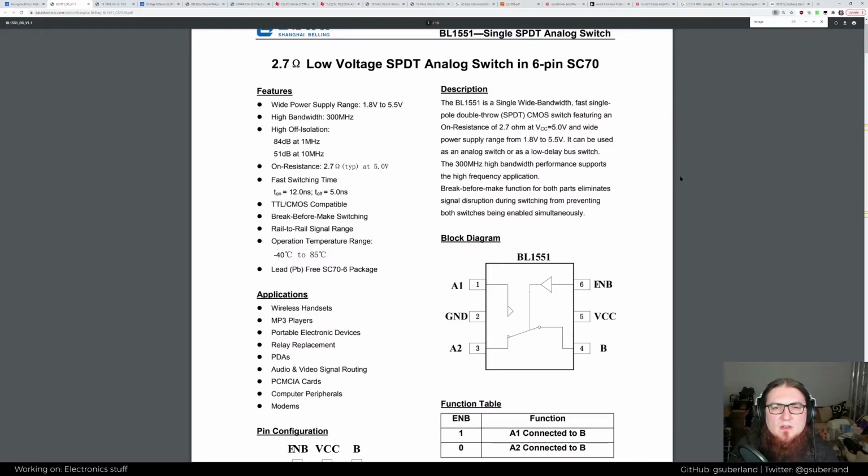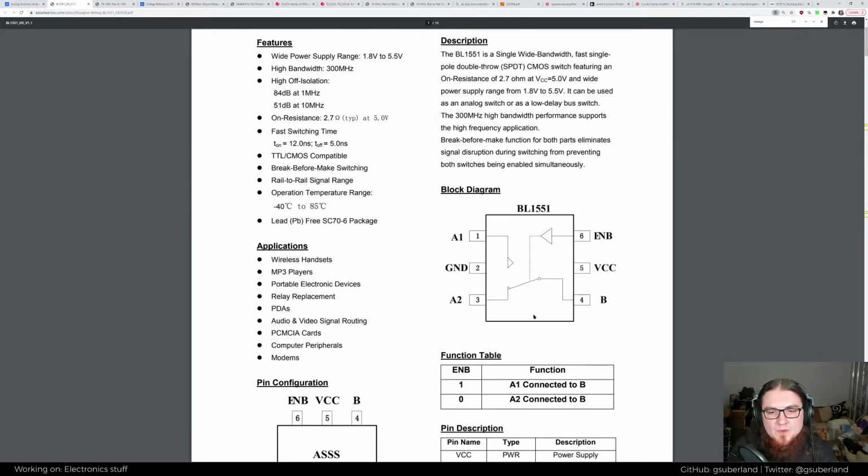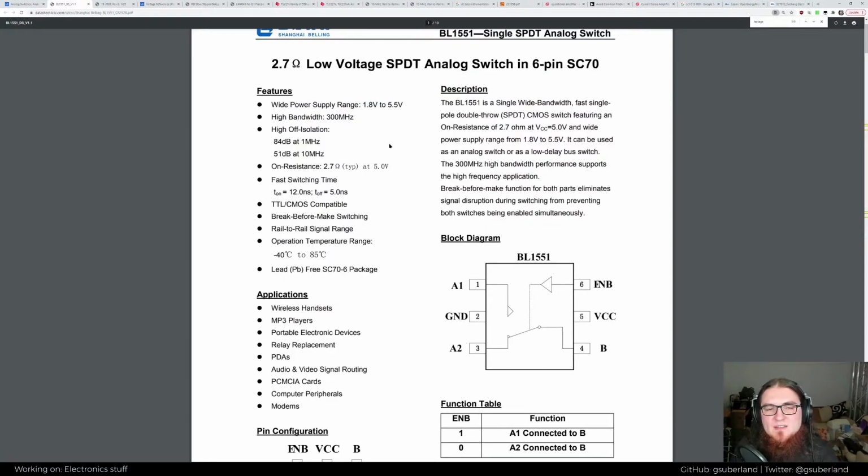So this is one of the analog switch ICs that I've been looking at. And you can see the diagram here. It's quite simple. You've effectively got this switch with 2 inputs and 1 output. So it's a single pole double throw switch that can take any analog signal, flowing through here in both directions. And this enable pin effectively just swaps which input is being used. And it can be powered from 1.8 volts to 5.5 volts. It does have some on resistance, 2.7 ohms.